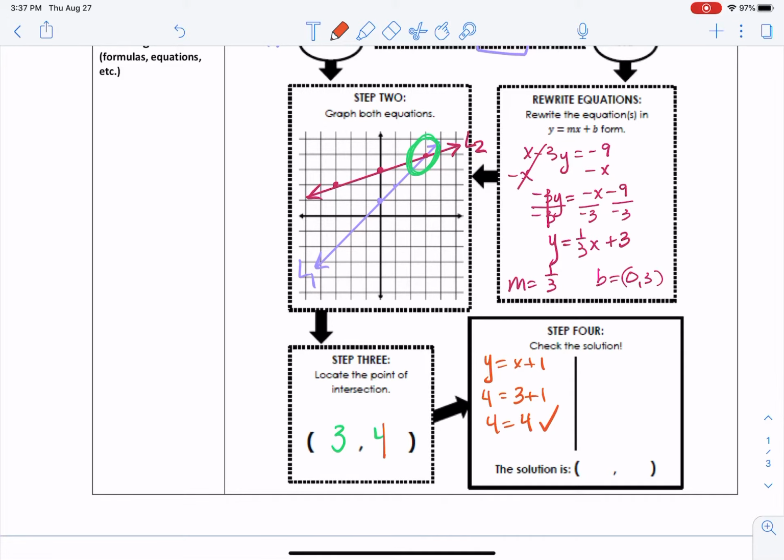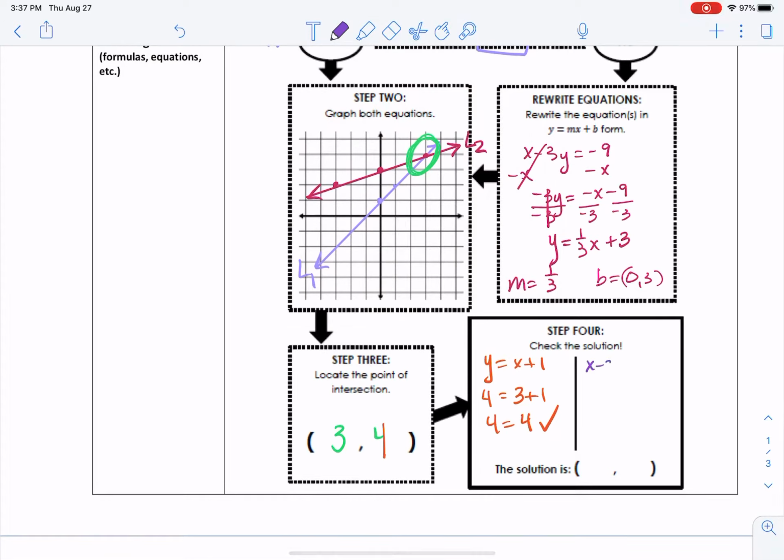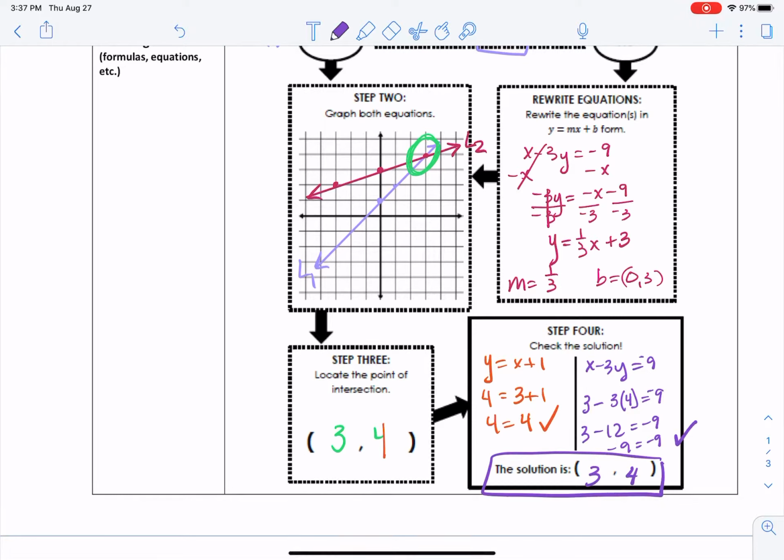That checks. Then we take the other equation, which is x minus 3y equals negative 9. X is 3 minus 3 times 4 equals negative 9. 3 minus 12 equals negative 9. Negative 9 is negative 9, and that checks. So our solution actually is (3, 4). The checking part is not optional. You must, when showing your work, show me that you checked your solutions.